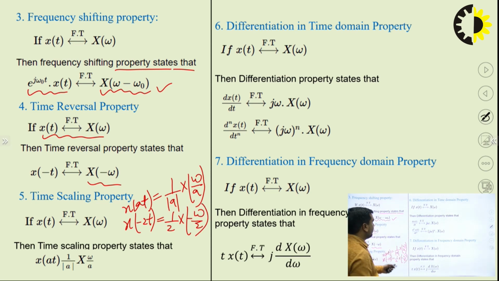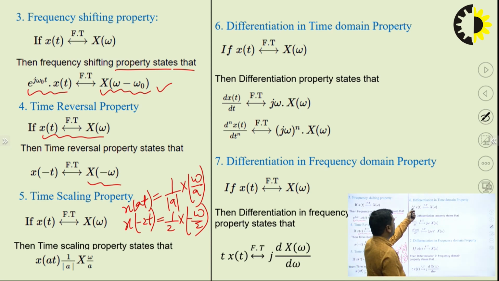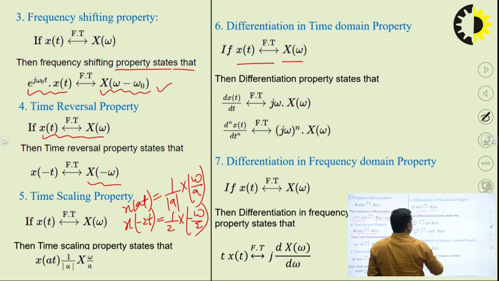Is it clear? Okay. Here it is the sixth one, differentiation in the time domain, that is important. If x(t) has the Fourier transform X(omega), then how do we transform that particular function if its derivative is there? So here dx(t) upon dt is j omega X(omega).